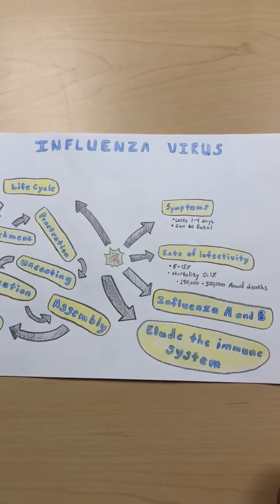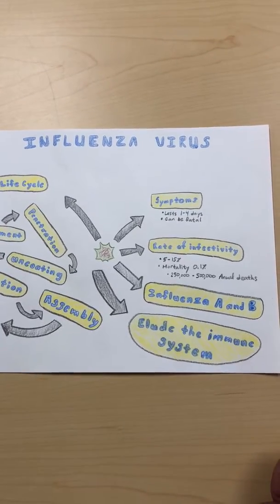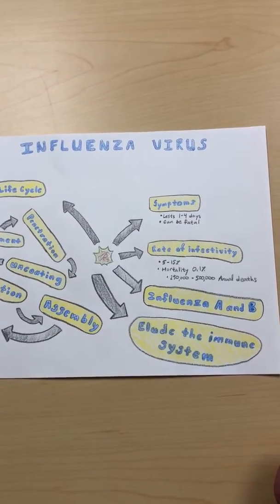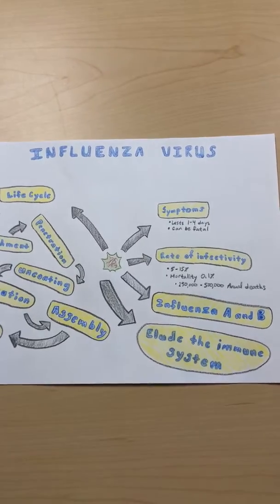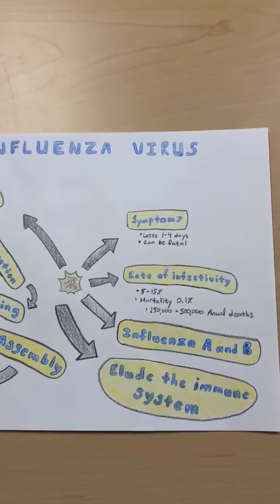Symptoms can begin in 1 to 4 days and include chills, fever, sore throat, muscle aches, severe headaches, coughing, weakness, generalized discomfort, nausea, and vomiting, and may lead to pneumonia. It can also be fatal in children and older adults.